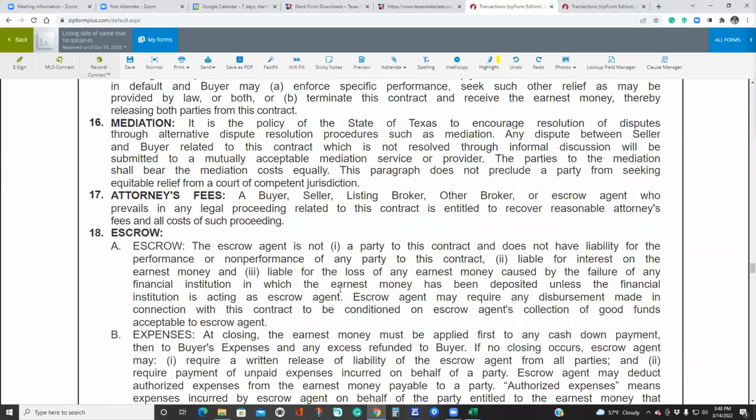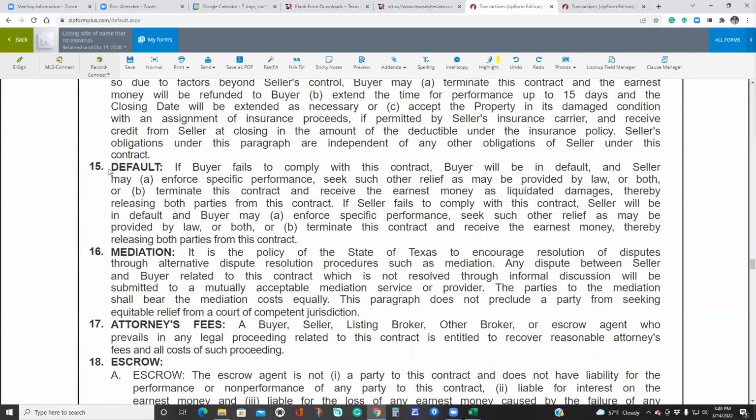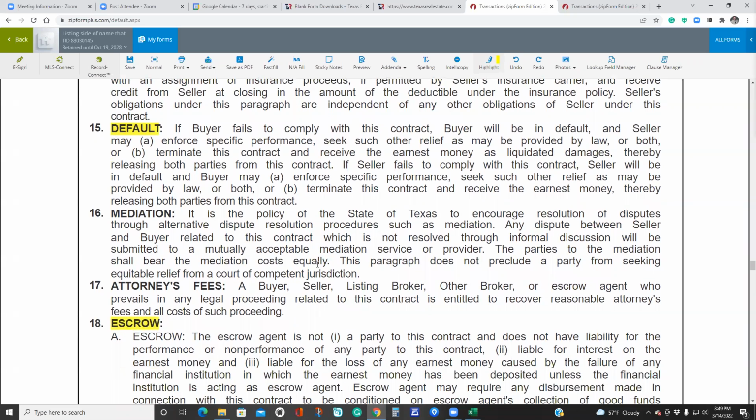You will on occasion hear me say, take a look at paragraph 15 and 18. Sometimes when you text me or call me, say, hey, I have this situation, I'll say, tell your client to read paragraph 15 and 18. 15 is if they fail to comply with the contract, buyer or seller. If the seller fails to comply, or if the buyer fails to comply, here's what can happen. Have the client read that.